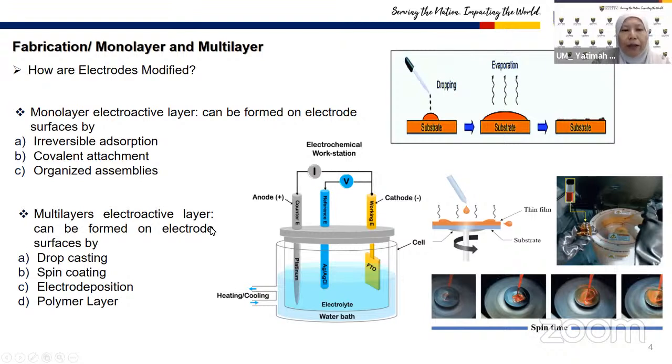For multilayers, there are different techniques that can be used. Multilayers are presumably very much used because the most important thing is that you can control the thickness of your layers. You can have multilayers of electroactive layers, and you can also measure the thickness of your material deposited on top of the surface. You can do the common ones that I mentioned much earlier: drop casting, spin coating, electrodeposition for polymer layers. So these are the techniques that can be used to deposit or to stabilize multilayers or electroactive layers on top of the substrate.